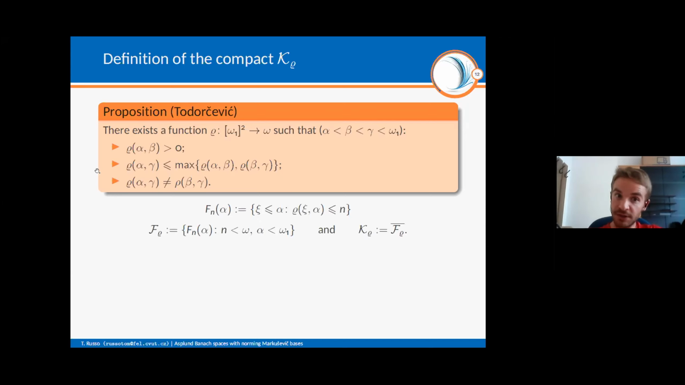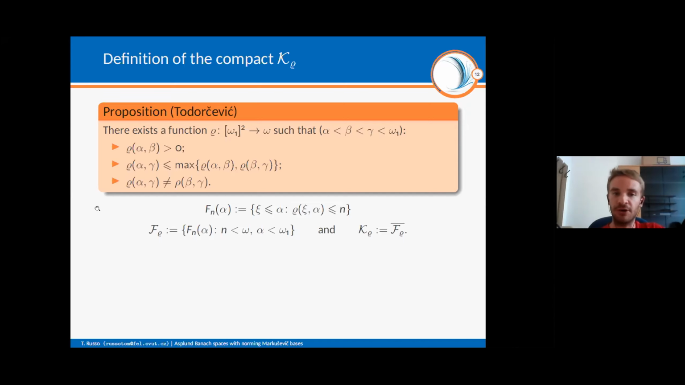So if we have this rho, if you fix this function rho, we can define our compact as follows. So first of all, let me remind this set, Fn alpha, which is the set that I was saying before, it's a finite set. So it's kind of the rho ball centered at alpha and of radius n. The collection of finite sets is exactly this F rho. So F rho is the collection of all these Fn alpha. So the finite sets are exactly these Fn alpha, and K rho is the closure.